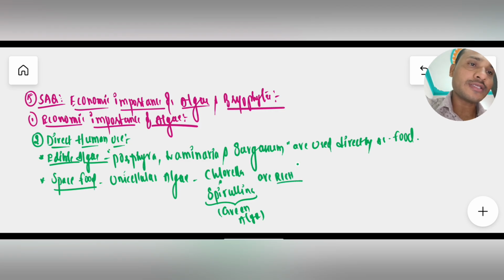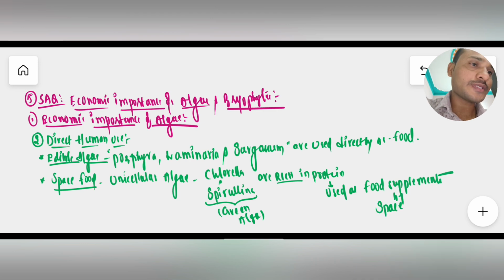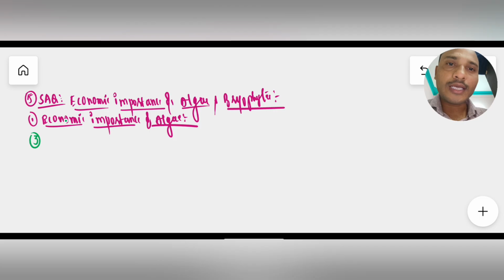They contain high protein content. Hence they are used as food supplements by space travelers. So like that, this is the usage of algae, and they also provide food for space travelers. Next, third, algae are used to produce commercial products.